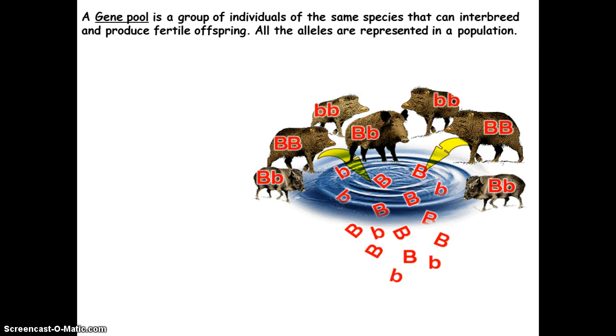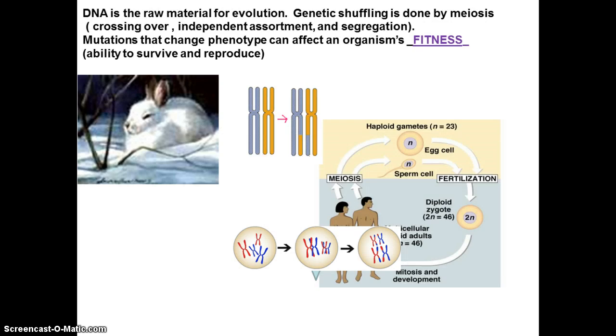Now if you look at a whole population, all the alleles that are represented by each individual is what we call the gene pool. And the DNA is the raw material for evolution, meaning it is what evolution works with. So genetic shuffling, as you remember, is done by meiosis, like crossing over, independent assortment, and segregation, and any change, for example a mutation that will affect the phenotype, can bring an added variation. Now how an individual reproduces and how successful they are is what we call fitness.